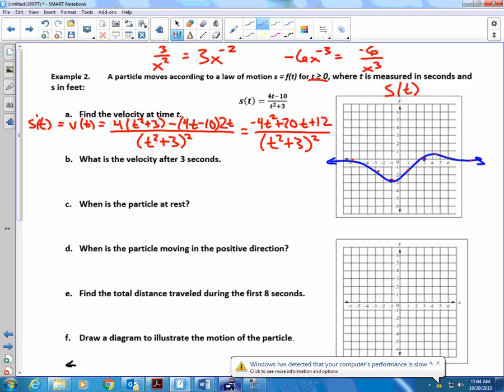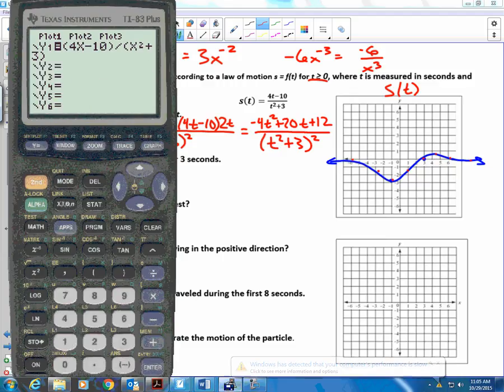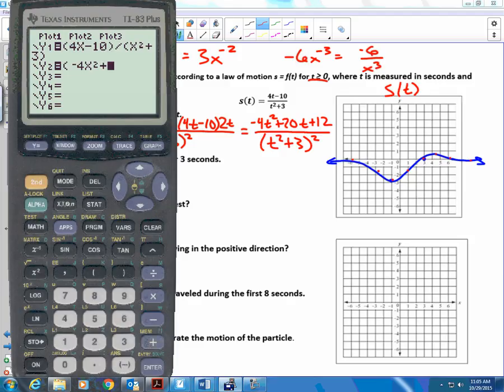It says, what is the velocity after 3 seconds? How do I figure out what the velocity is after 3 seconds? What do I do? Yeah, to this right here, right? I'm actually going to put that in right here so I can sketch a graph as well. So negative 4t squared plus 20t plus 12 divided by t squared plus 3, squared.